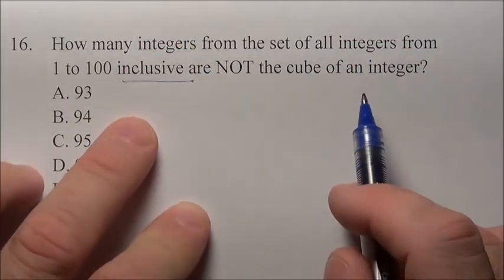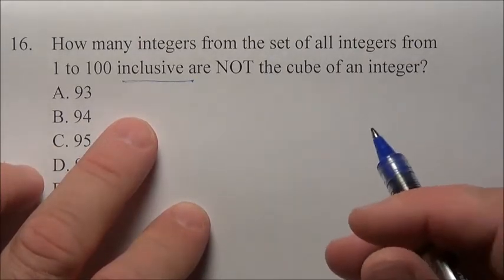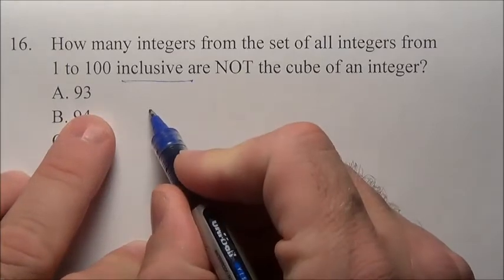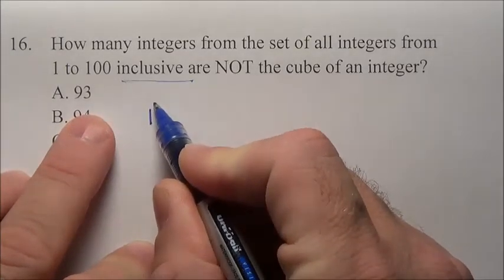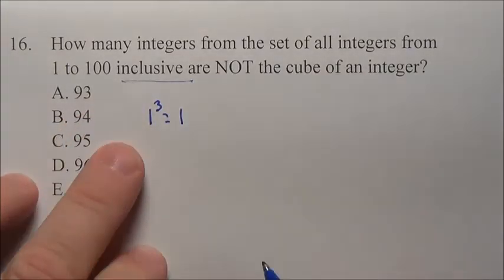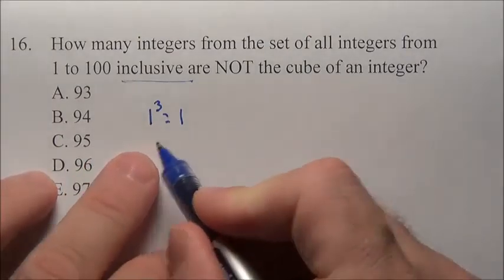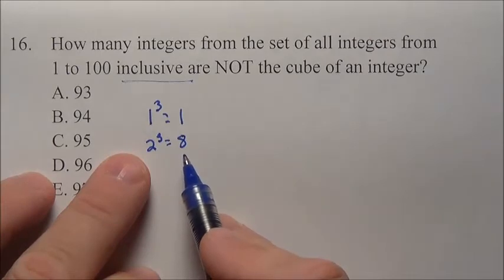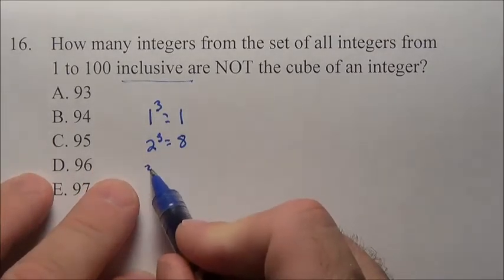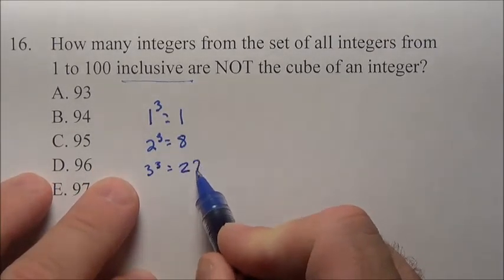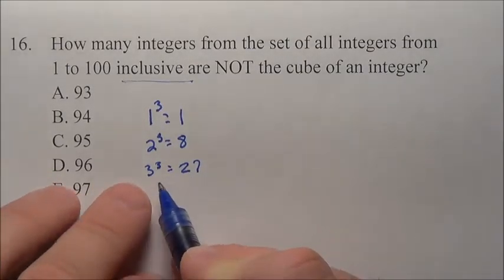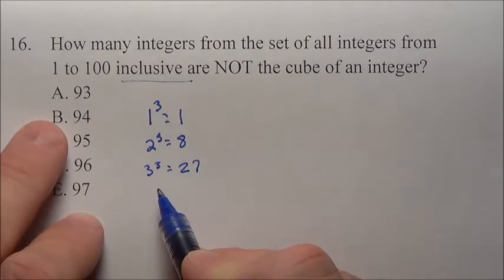Well, what is a cube of an integer? A cube is when you multiply it by itself 3 times. So if we start from 1 to 100, I know 1 cubed is 1. I know if I do 2 cubed, I'm going to get an answer of 8. So 8 is a cube of an integer. If I do 3 cubed, I get what? 27. 27 is the cube of an integer because 3 is the cube root of 27.